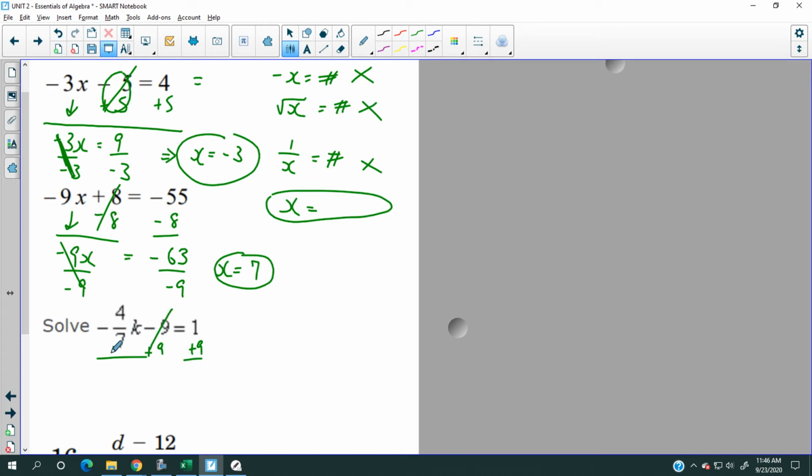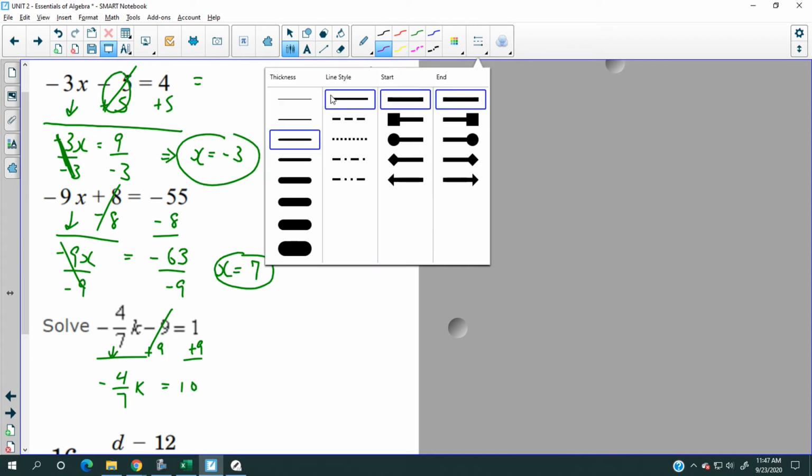Cancels out. I bring down the -4/7k. 1 plus 9 is 10. Now, here's the thing, right? How do you get rid of this -4/7? It's being multiplied. Now, let me take this to the side. I'll use a different marker.